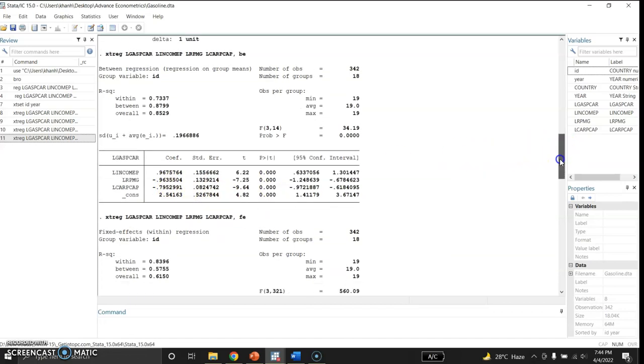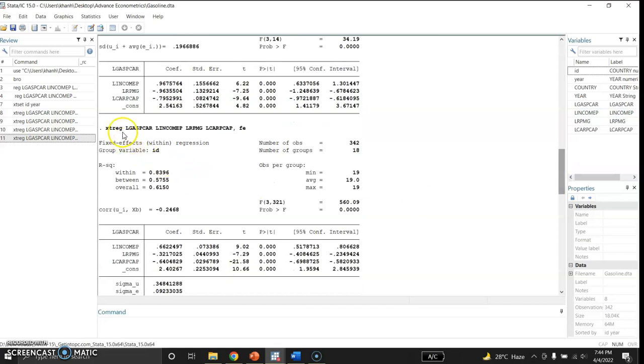The second one, the command is xtreg, and then the dependent variable and the three independent variables, and this is the within regression, that is also known as fixed effect within regression. Again, the sign of the coefficient is the same as before, like between. So the algebraic sign for the log of income per capita is positive. This is according to the theory, and with real price of motor gasoline this is negative, and also this is negative.